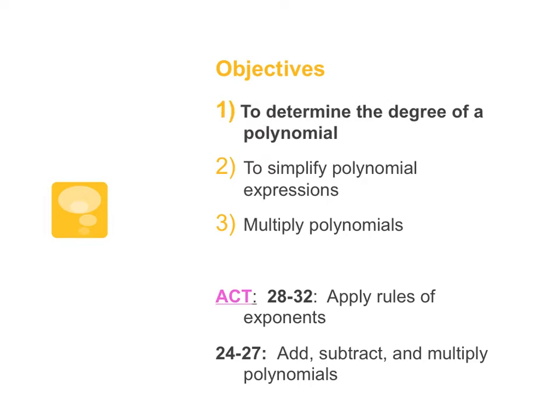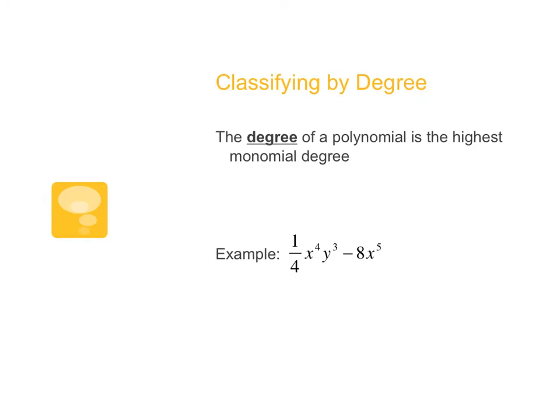First thing, determining the degree of a polynomial. Here's the rule. The degree of a polynomial is the highest monomial degree. So there's an example below. If we look here, we have x to the fourth, y to the third. So that's kind of like a seventh power. Here we just have x to the fifth. 7 is higher. So we say that the degree is 7. Looking at this definition, though, it says the highest monomial degree.